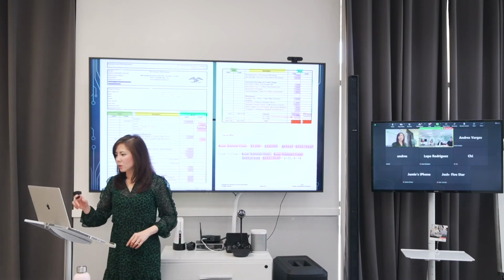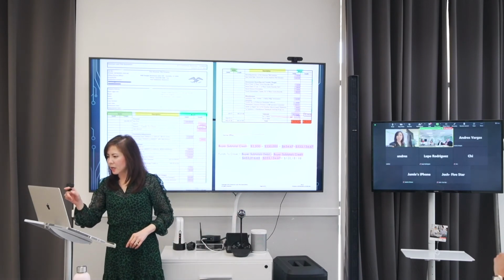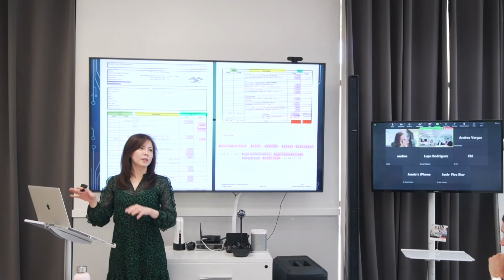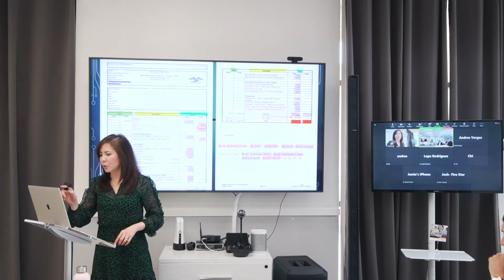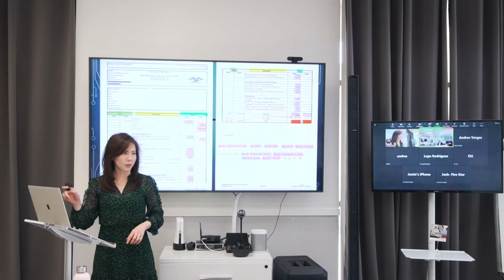Okay, so the next one is the escrow fee, because I look at this every day so I know what it is. So you see new home rate escrow fee, $1,431.